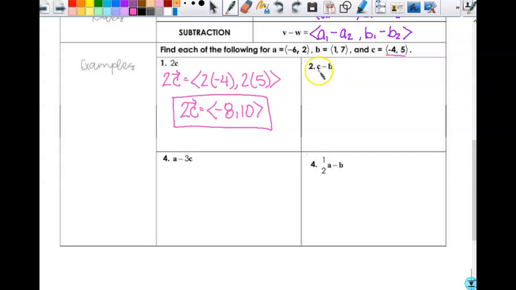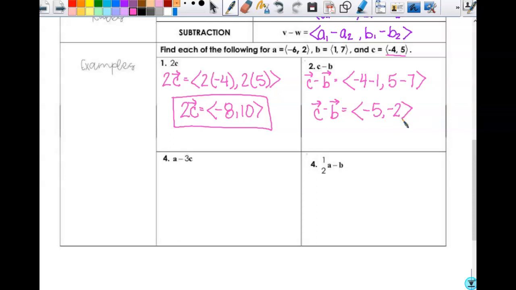Number 2, I have vector c minus vector b. So vector c minus vector b equals ⟨−4 − 1, 5 − 7⟩. So vector c minus vector b equals ⟨−5, −2⟩.